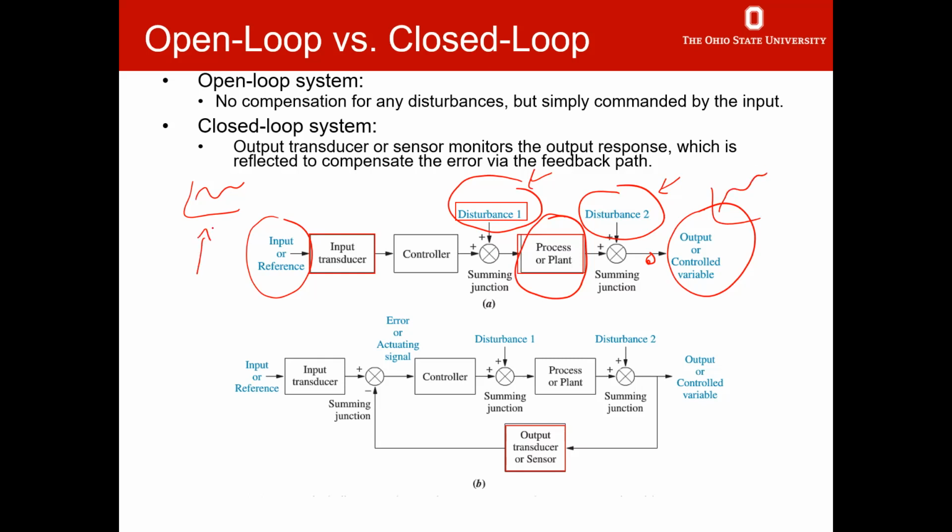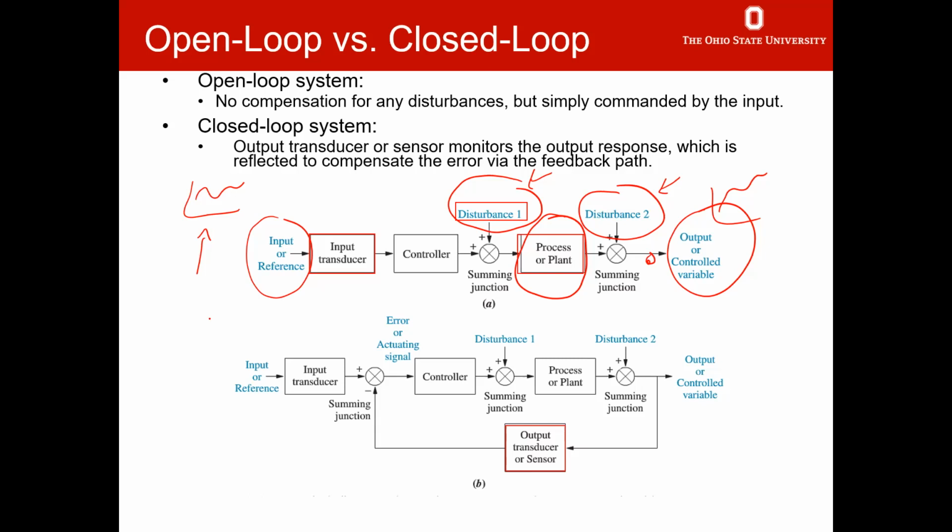So if there was any error, especially due to disturbances, making the output diverge from the input, there was no way to correct that. Now, there are a lot of open loop systems, like, for instance, step motor control, where there's really no problem. You send it a command, it goes to that commanded location, unless there's too much of a disturbance such that it misses steps.